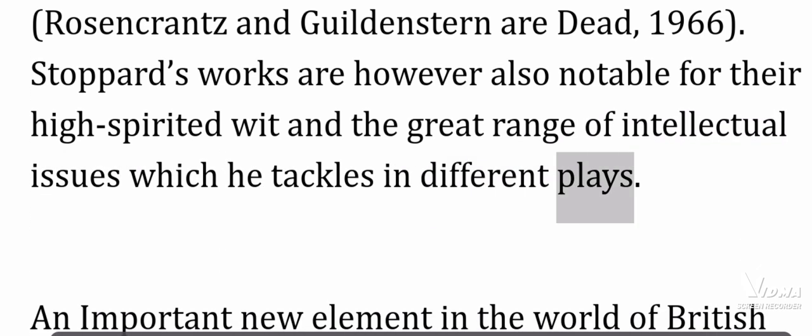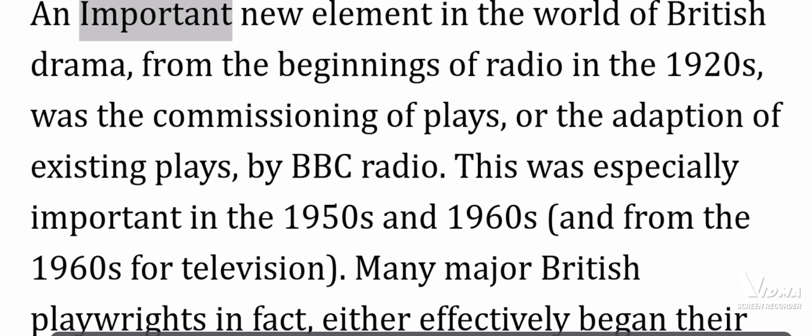An important new element in the world of British drama, from the beginnings of radio in the 1920s, was the commissioning of plays, or the adaptation of existing plays, by BBC Radio. This was especially important in the 1950s and 1960s, and from the 1960s for television.